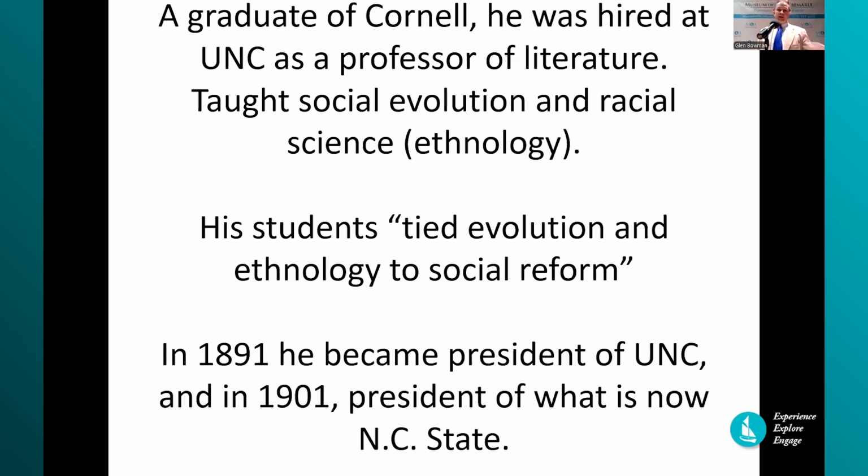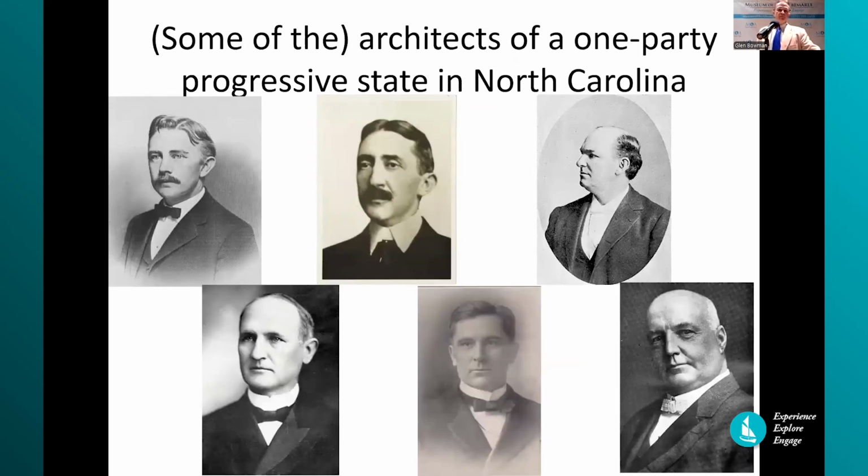In 1891, he became president of the institution. And 10 years later, I became president of what is now called North Carolina State University. Again, a very important figure, mentored a generation. And many of these students of his, not all of them, but many of the architects of white supremacy in North Carolina during Jim Crow were students in his courses. They were UNC graduates, and just here's a number of them.